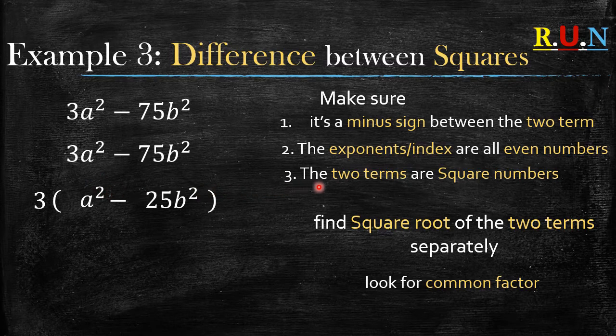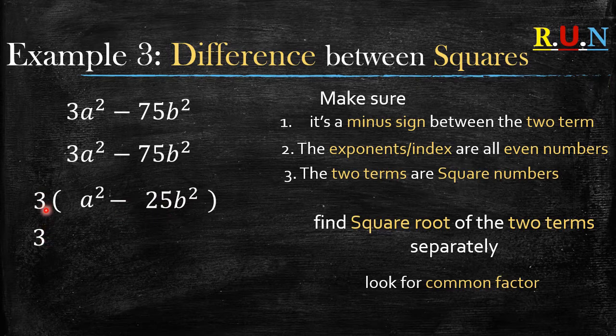Now look at number 3. The two terms, are they square numbers? Now look, when we factored out the 3 from the 3 and the 75, we get square numbers. Now these are square numbers. So if they are square numbers, we can factor by difference between squares. Okay, so what do we do from here?